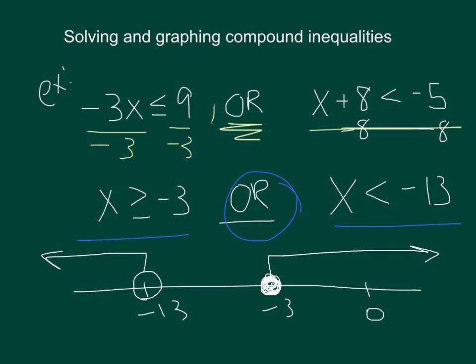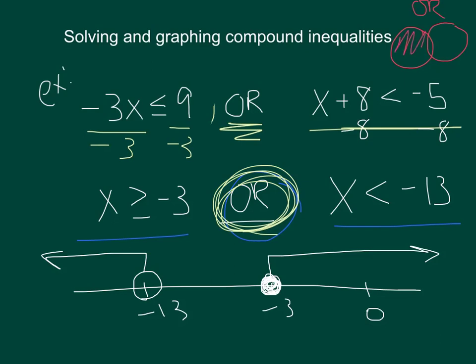Because my statement here says "or", it means you include everything under the solution. So if you remember, when we saw it on a Venn diagram, an "or" represented everything. So for this, I'm going to shade in everything underneath the graph.